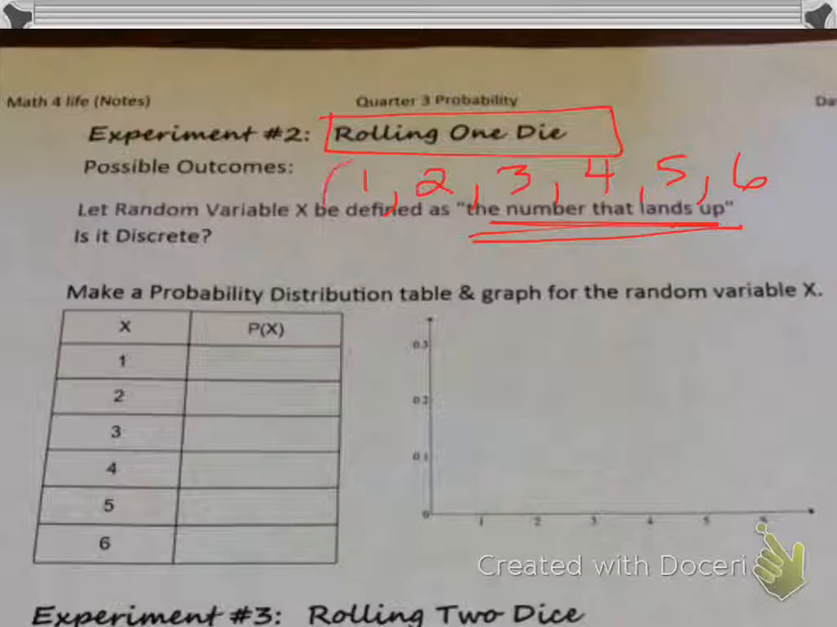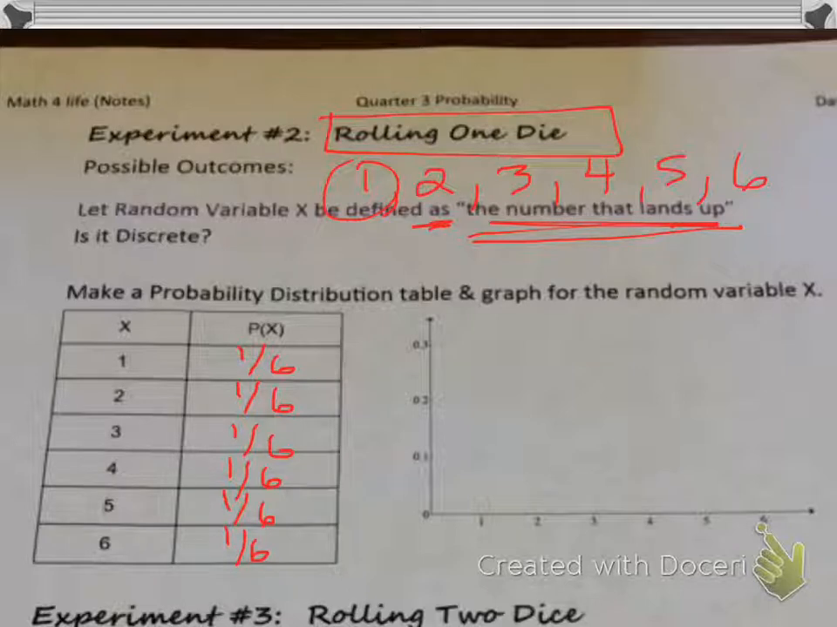So the probability of getting a 1 would be 1 out of 6. The probability of getting a 2 would also be 1 out of 6. Probability of getting a 3 is again 1 out of 6. 1 out of 6, 1 out of 6, 1 out of 6, because each number has an equal probability of landing.